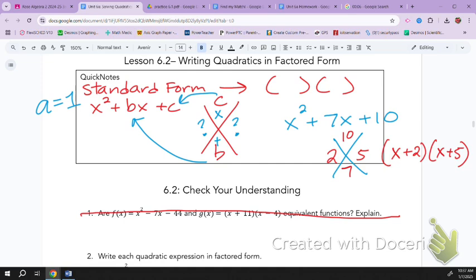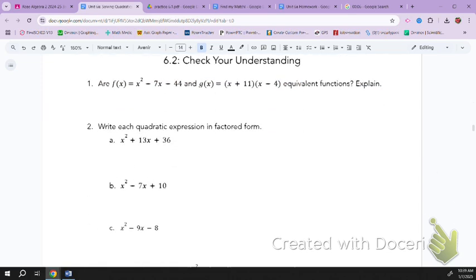We're going to skip one in the check for understanding. We're going to start right at number 2. So I want you to use this giant X to write things in factored form. Let's give it a try. We've got A, B, and C. Give it a try with your group. Is anyone still writing the quick notes before I erase? Okay, we're going to jump down to 2. Give it a try with your group right now.